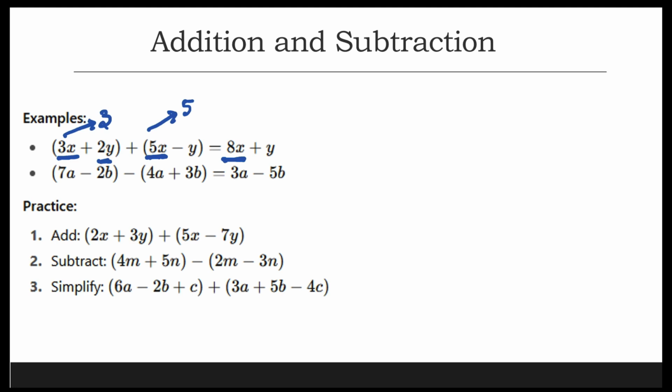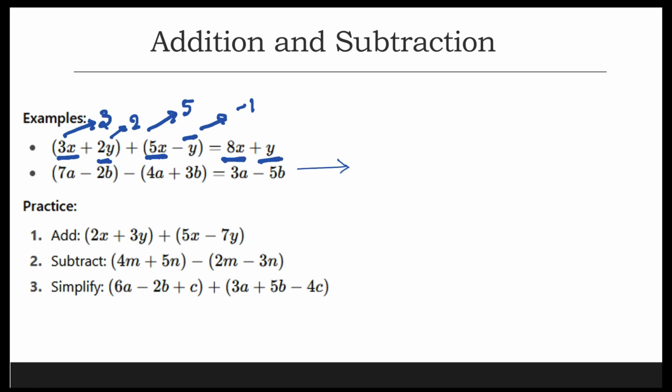Similarly, 2y and minus y are like terms. We will add their coefficients. Here the coefficient is 2. Here the coefficient is minus 1. 2 minus 1 is 1. So we have written y, right?